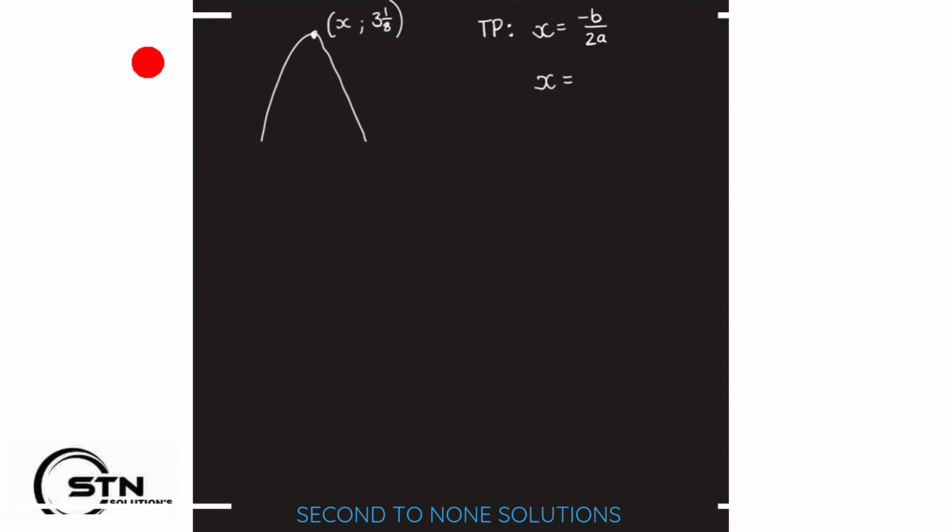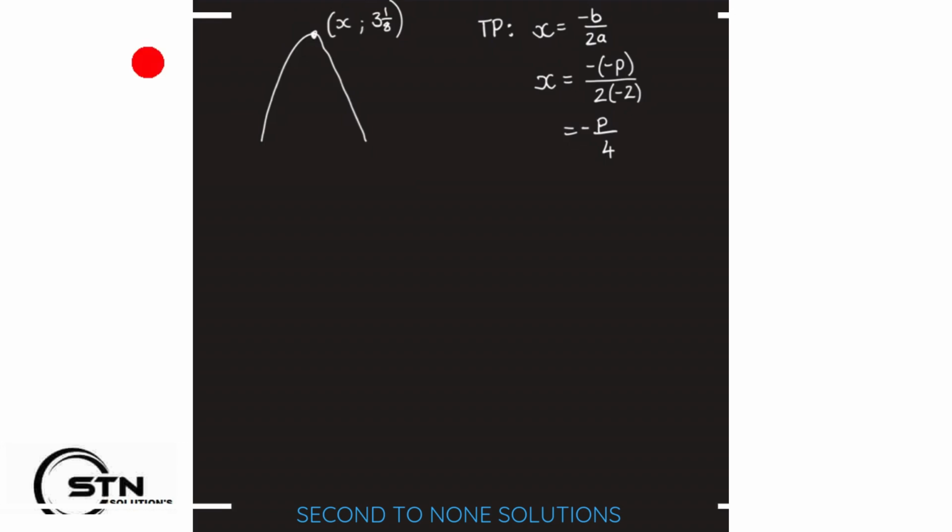x has a value of negative, in brackets, negative p, over 2 times, in brackets, negative 2. So that gives us a value of p over negative 4. And let's just make it look pretty by putting the negative in front of it. So if I know that's the value of x at that point, I can then substitute that into the equation using y, the value of y, 3 and 1 over 8, to be the answer. I'll show you what I mean.